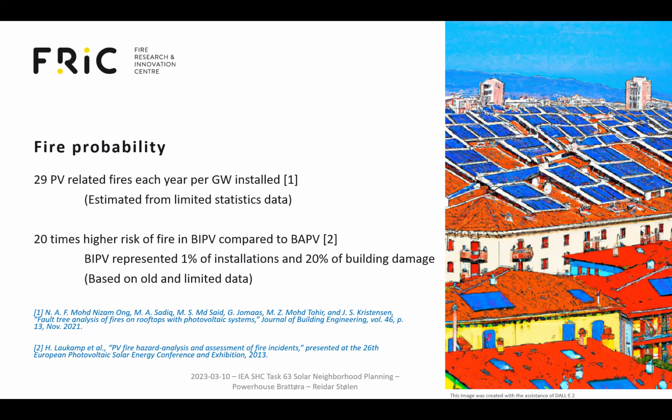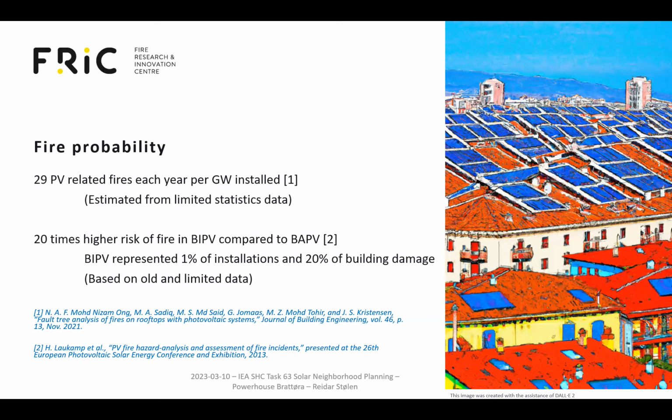And in a Norwegian perspective, with our, what is it, 300 megawatts total installed, there would be 9 fires every year, so not really a big issue so far. But of course, increasing the amount of PV installations will also probably increase the number of PV related fires.